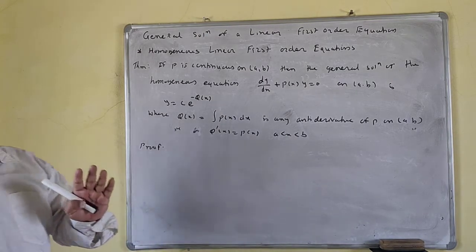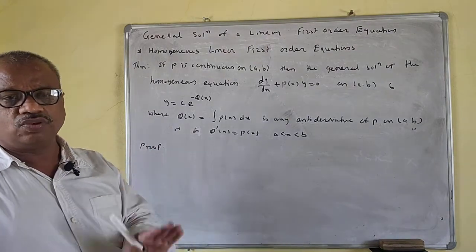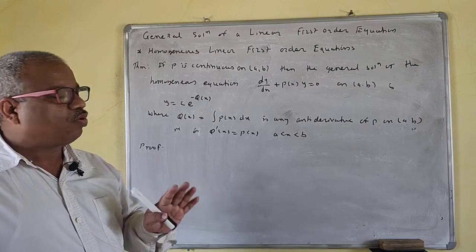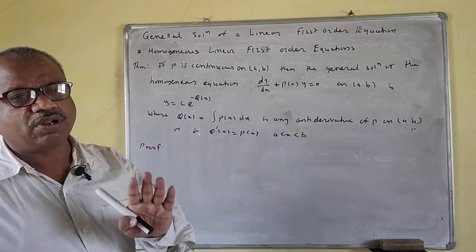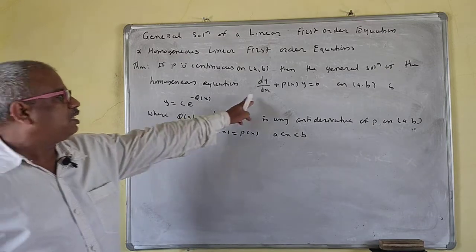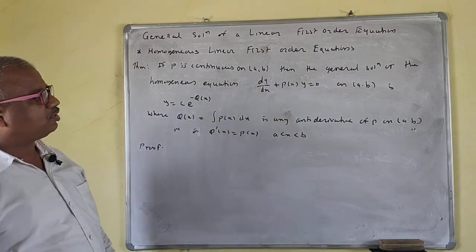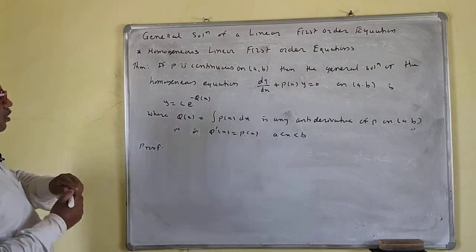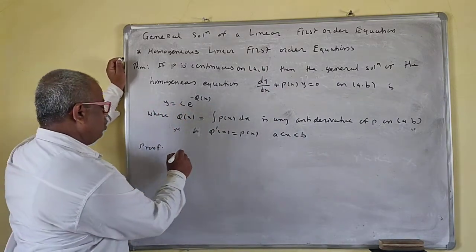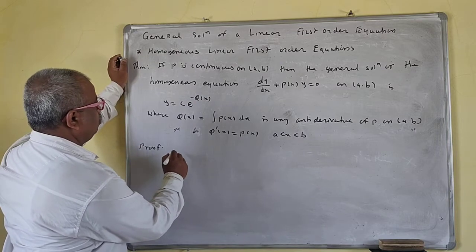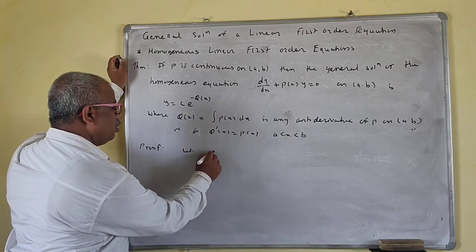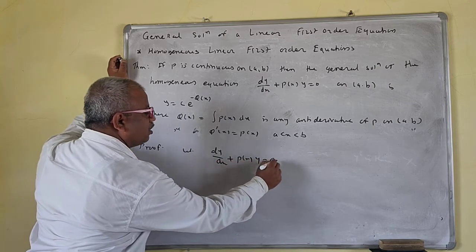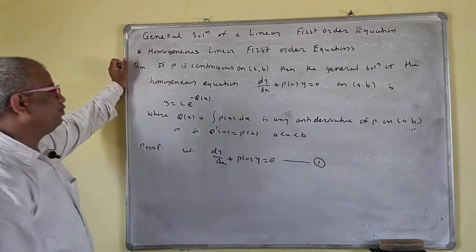First of all, we'll see how to find the general solution of a homogeneous linear differential equation. For a homogeneous linear differential equation, your f of x is 0. So this is your homogeneous linear differential equation of order 1. We will see how to find a solution of it. Let dy by dx plus p of x times y is equal to 0. We call this 1.